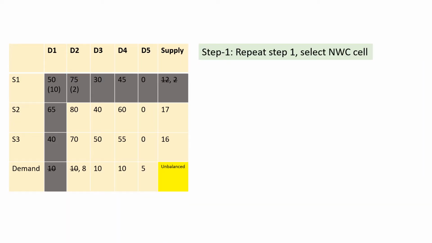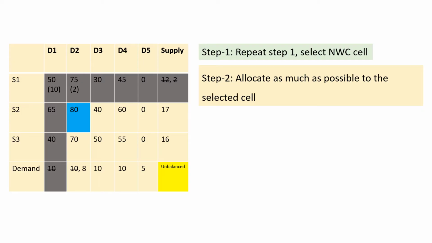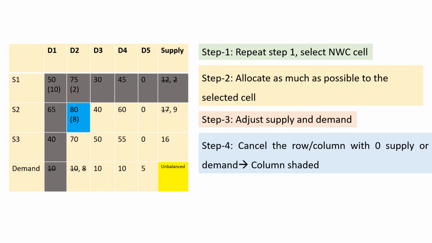The next step is to repeat from step 1 again. So the first step is to find the northwest corner cell. As you see, the northwest corner cell is 80. We allocate as much as possible to this cell. The corresponding numbers are 8 and 17, so we allocate 8 and adjust the supply and demand. 8 is cancelled, and 17 minus 8 equals 9, so the remaining is 9. Then the fourth step is to cancel the row or column having 0 supply or demand. Here there is 0 demand, so we cancel the D2 column.